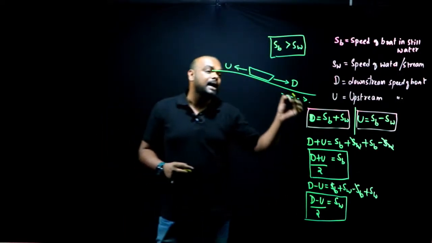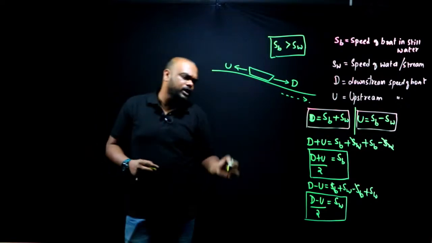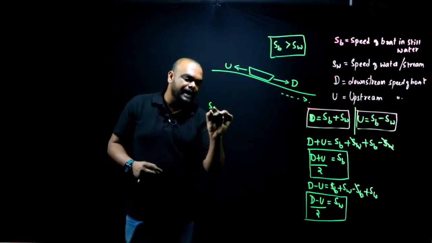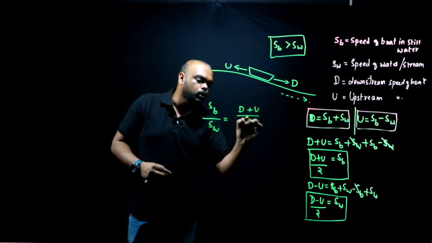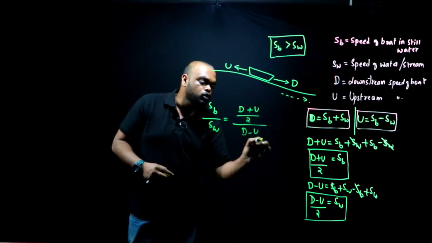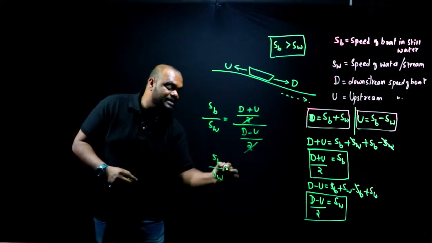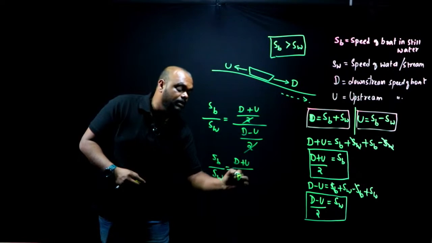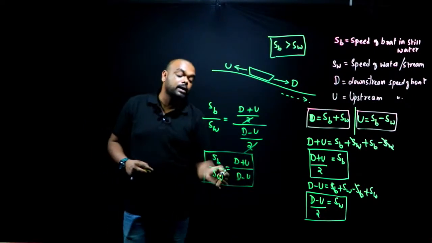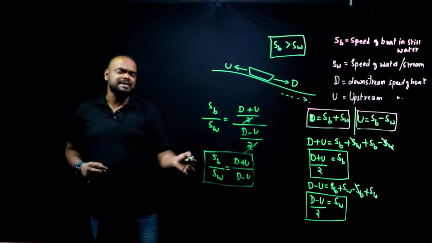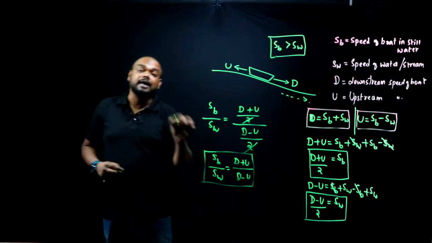Okay, so this is about the different formulas that we come across in boats and streams. Okay, if you want one more formula, that also you can do. Now if I divide these two, I'll get SB by SW is equal to D plus U by 2 divided by D minus U by 2. So 2 gets cancelled. I will get SB by SW as D plus U divided by D minus U. This gives the ratio of the speed of a boat in still water and the speed of water. In few problems, this is not that mandatory that you have to remember, unlike the other formulae, but this will also come handy in few problems, guys.